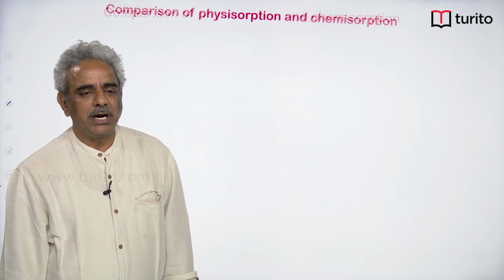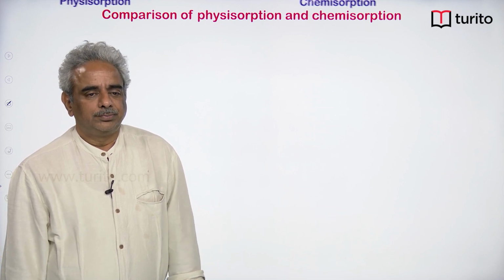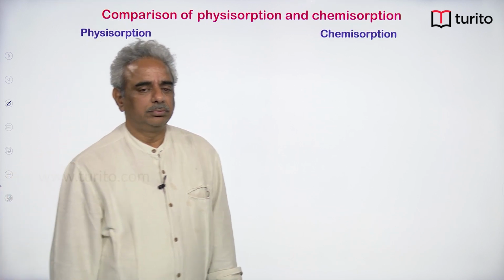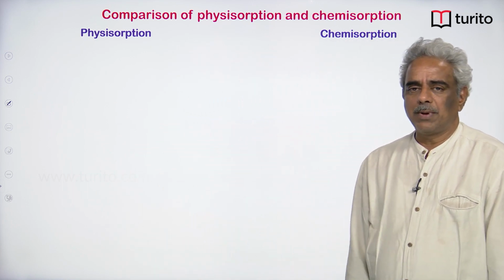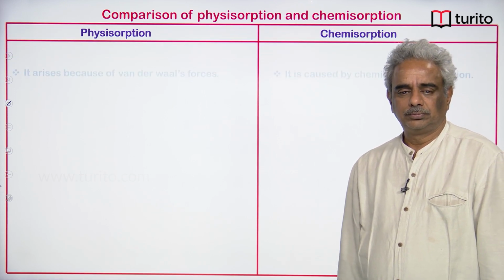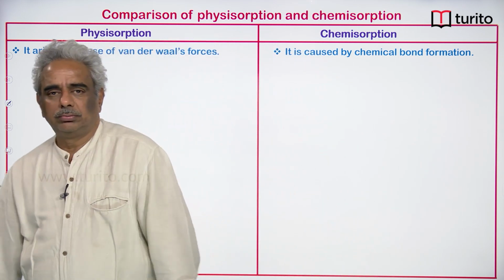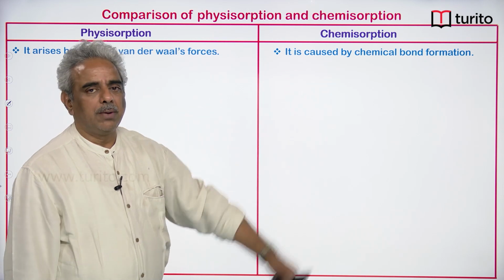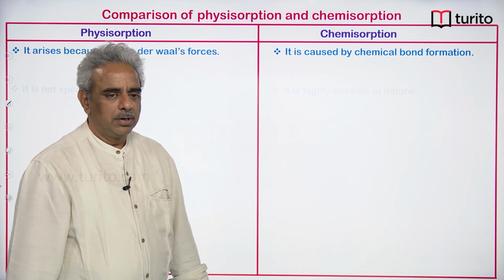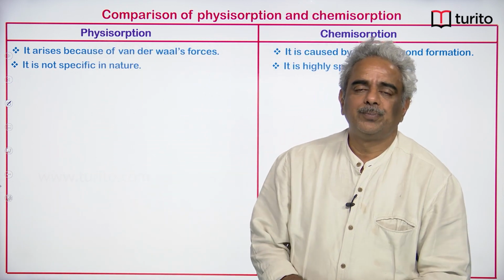Now, let us switch over to the concept of differences between physical adsorption and chemical adsorption. Physisorption and chemisorption: physical adsorption is through van der Waals force, chemical adsorption is through chemical bonding. See, the physical adsorption is due to van der Waals forces. It is caused by chemical bond formation, just now you have seen. Coming to the next point, it is not very specific in nature.